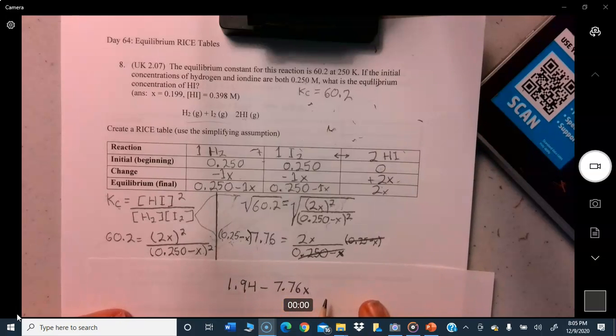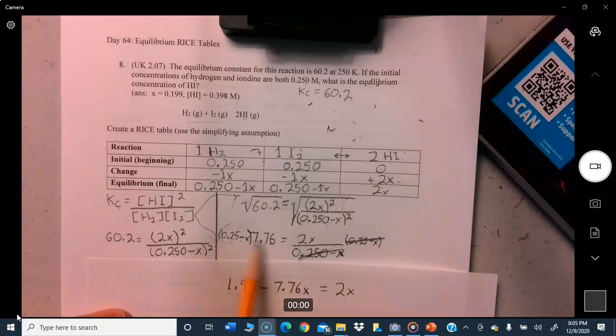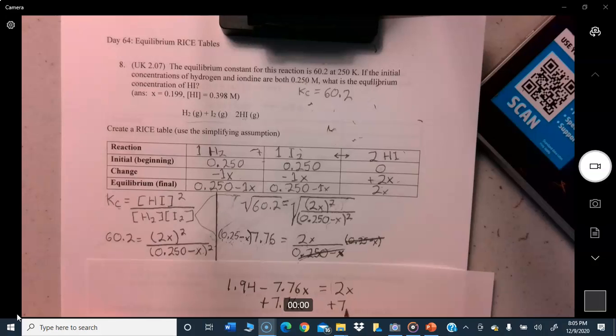Again, we'll test it at the end and see if we could have gotten rid of that x, but let's not assume we always can, okay? And then on this side, I have 2x. So I multiplied this on both sides. I canceled there. 0.25 minus x, 7.76 times 0.25 is that. 7.76 times negative x is that. And the 2x stays over on the right. So I'm going to add 7.76x to both sides.